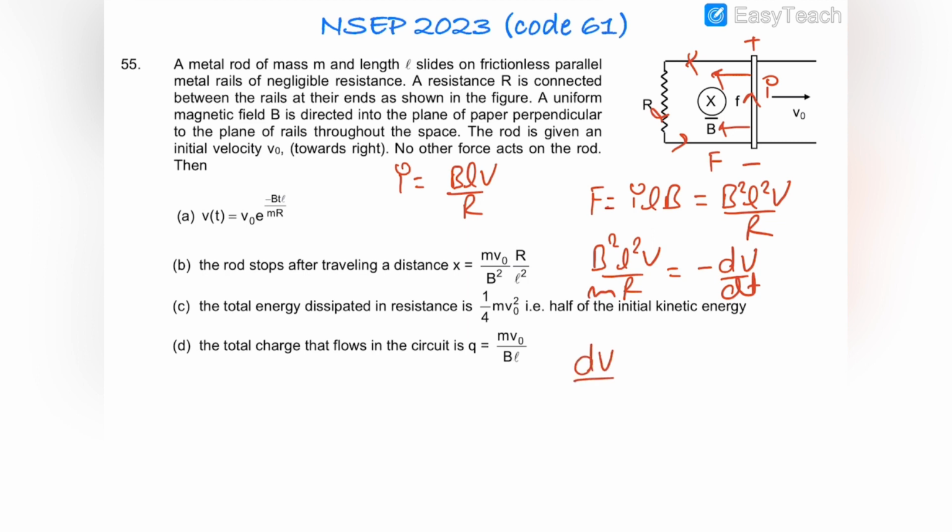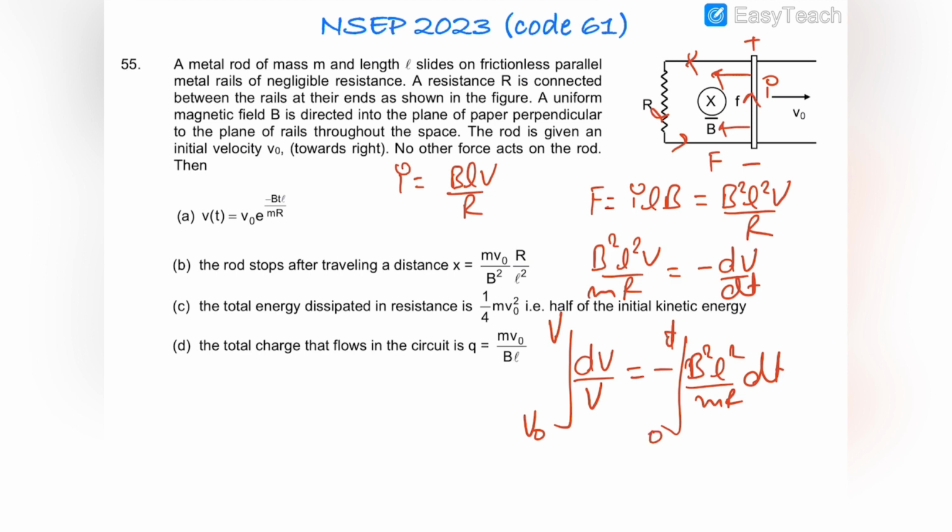So dV upon V is equal to minus B square L square by MR dt, integrating both the sides. Limit would be from v0 to v and from 0 to t.